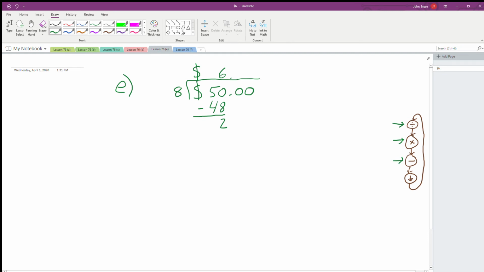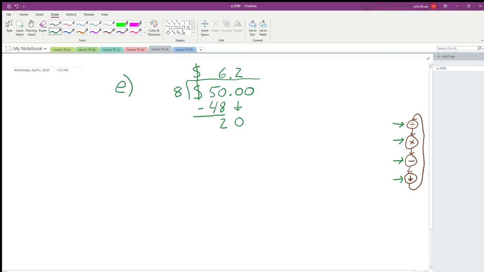And then we need to bring down this 0 here, which is our bring down step. And we have a new problem. 8 goes into 20. Make sure you put your new number after this decimal. We want to keep these decimals lined up. 8 times 2 is 16, and 8 times 3 is 24. 24 is too big, so we're going to go with the 2.